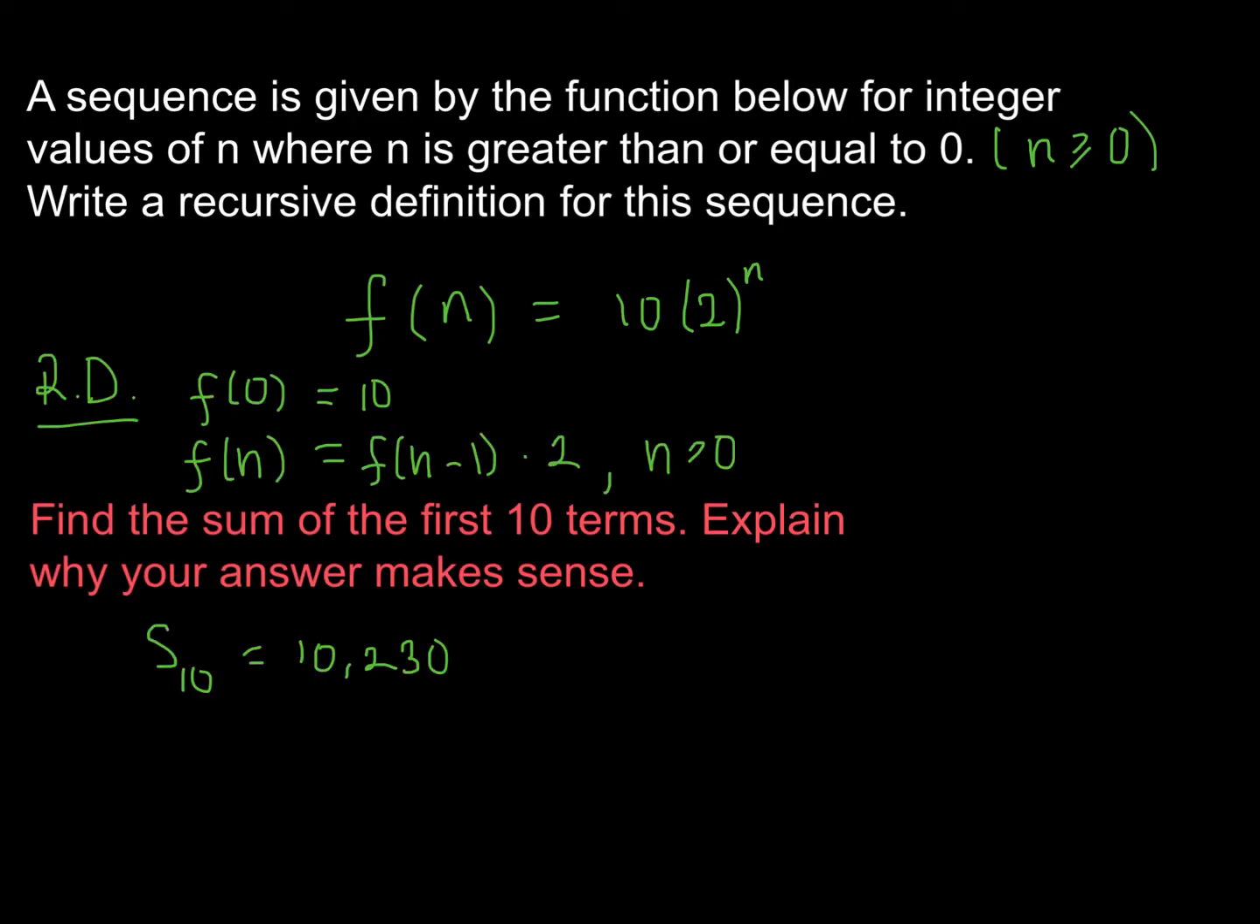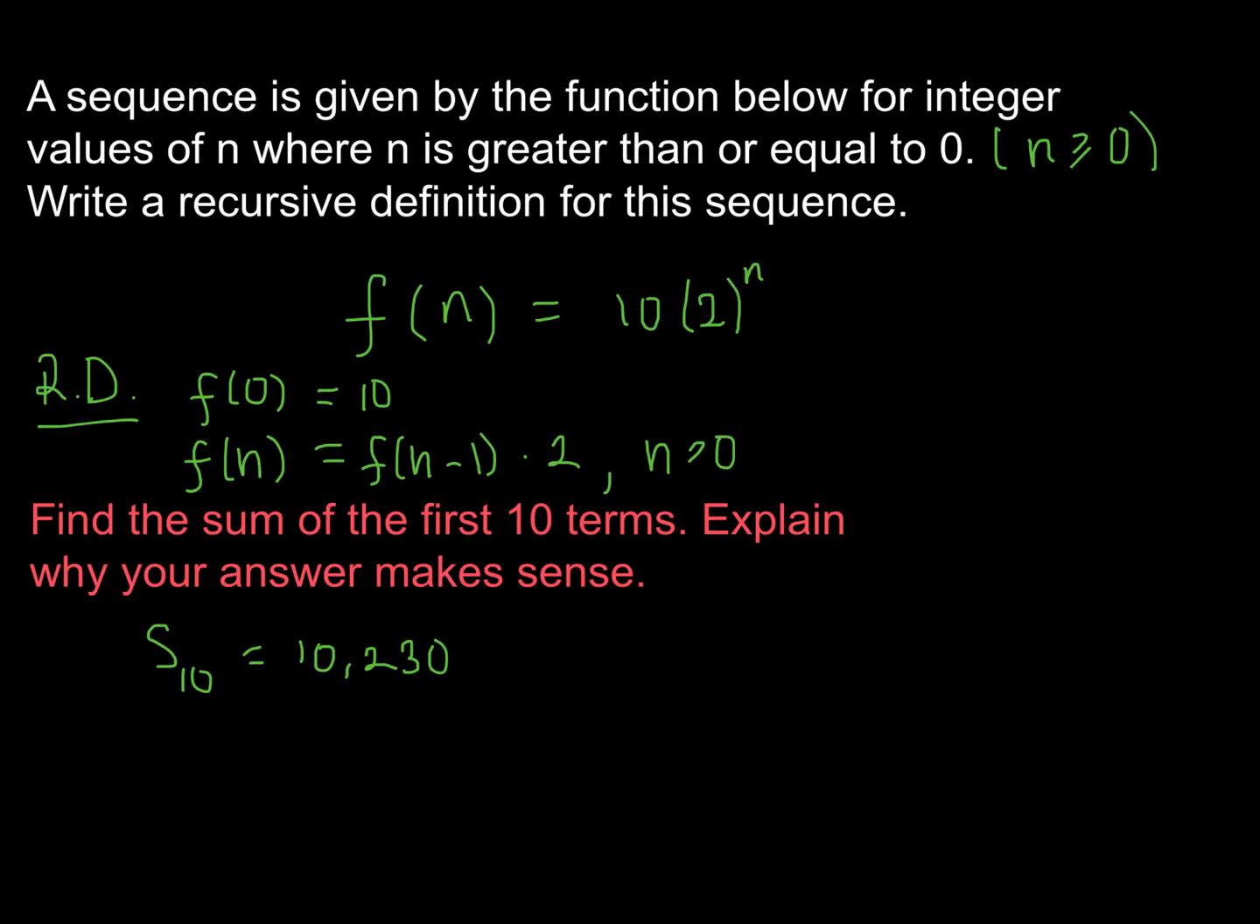Right, recursive definition, pretty straightforward here. This is the closed form function, so I can find the initial term, which is when n is greater than or equal to 0. So n is equal to 0, and so that's going to be f of 0, which is 10. All right, that's the term that I'm starting out with, and that's 10 times 2 to the 0. 2 to the 0 is 1.